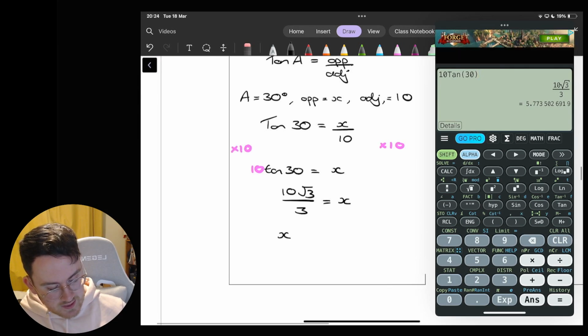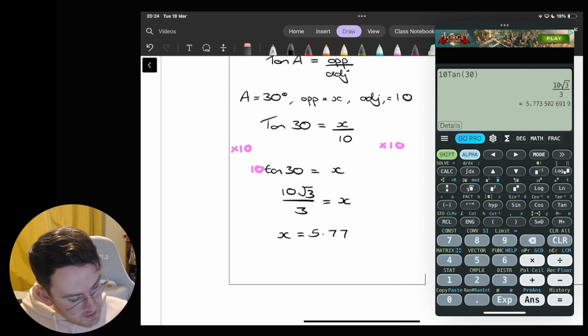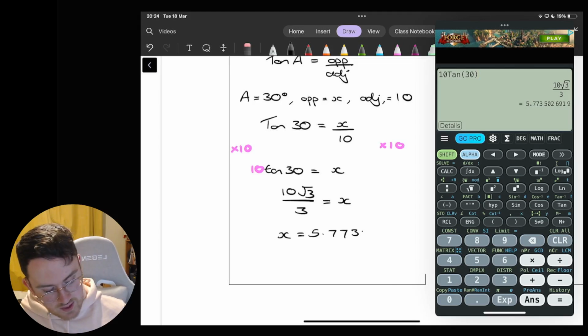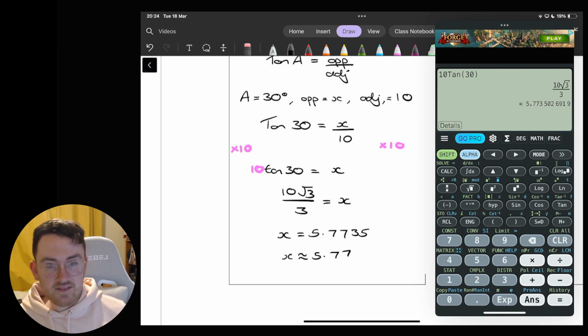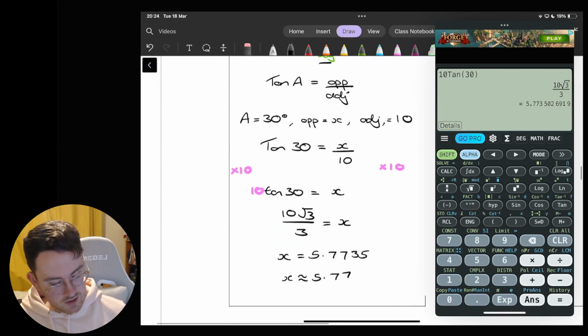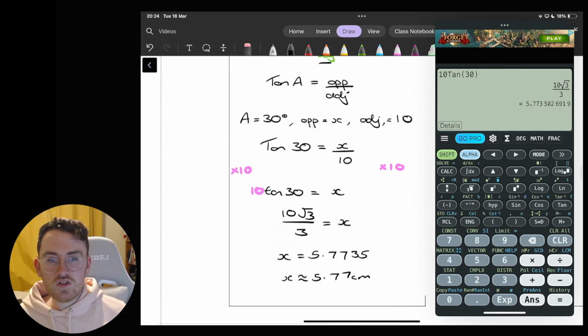So in decimal places here, we can go for 5.7735, which to two decimal places will round to about 5.77. And we were given units, centimeters. Okay, so using our ratio there, filling in our information as provided to us.